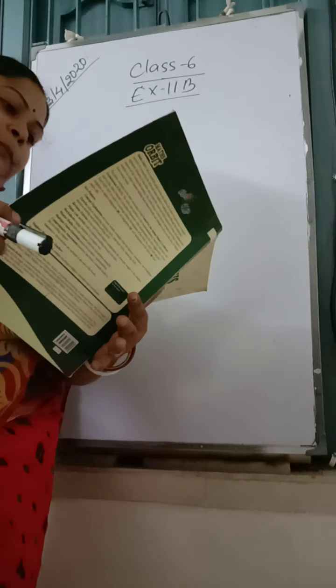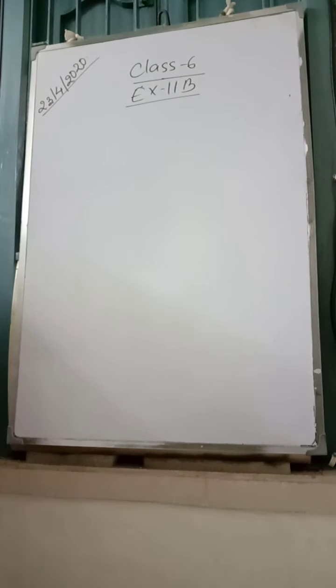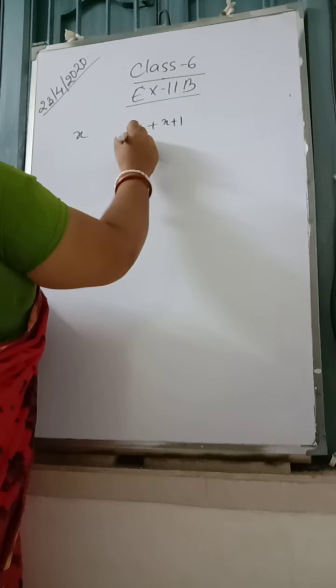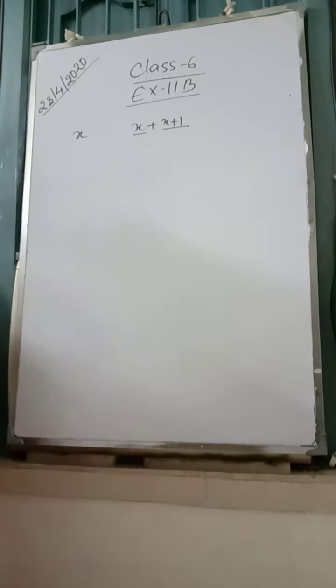Look at question number 4. It says, express the following algebraic expressions as statements in simple language. The first question is, if one integer is x, the sum of two consecutive integers is x plus 1. What you can see, one integer is x and the sum is x plus 1. So this is one integer and this is the successor or consecutive integer. In simple language, what can we write?